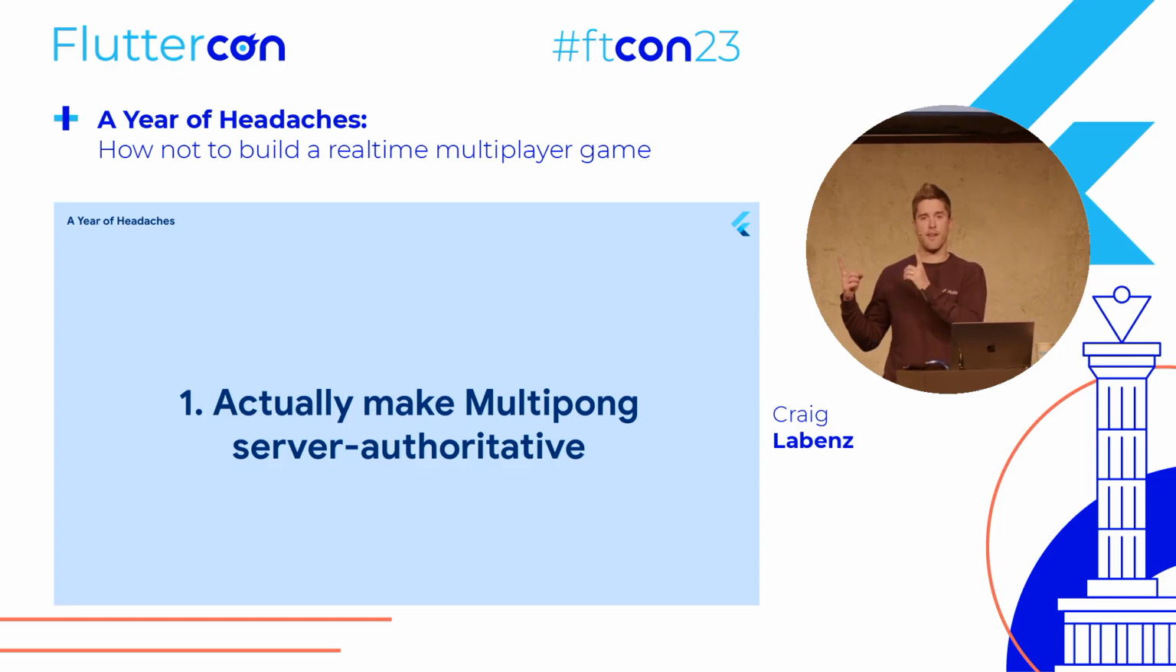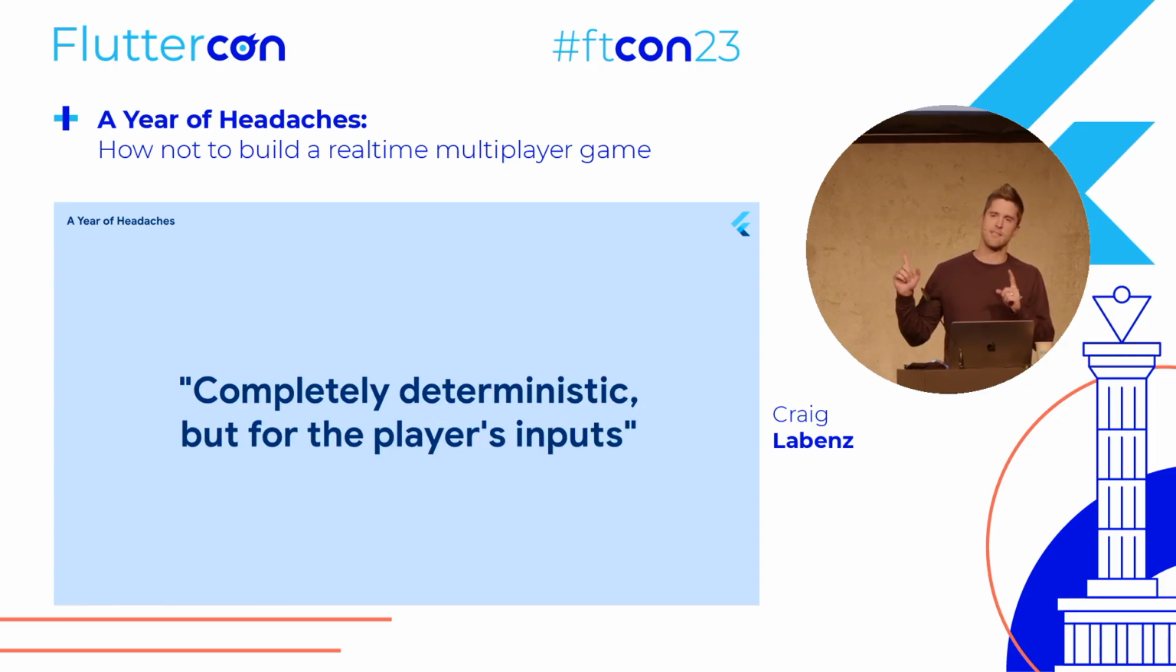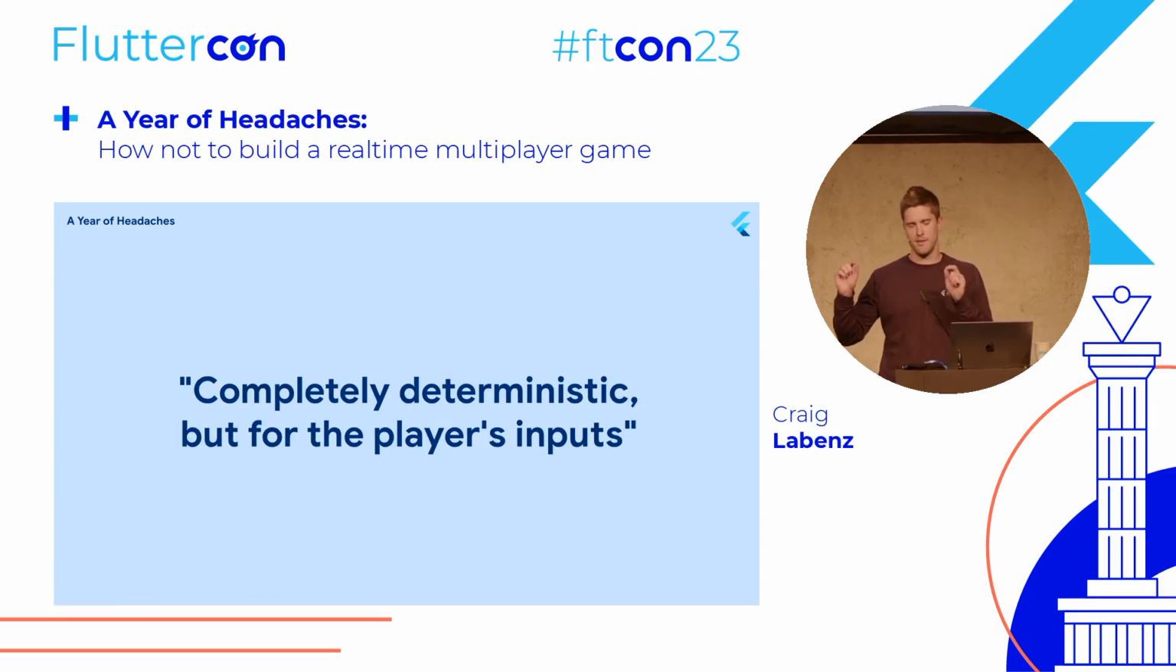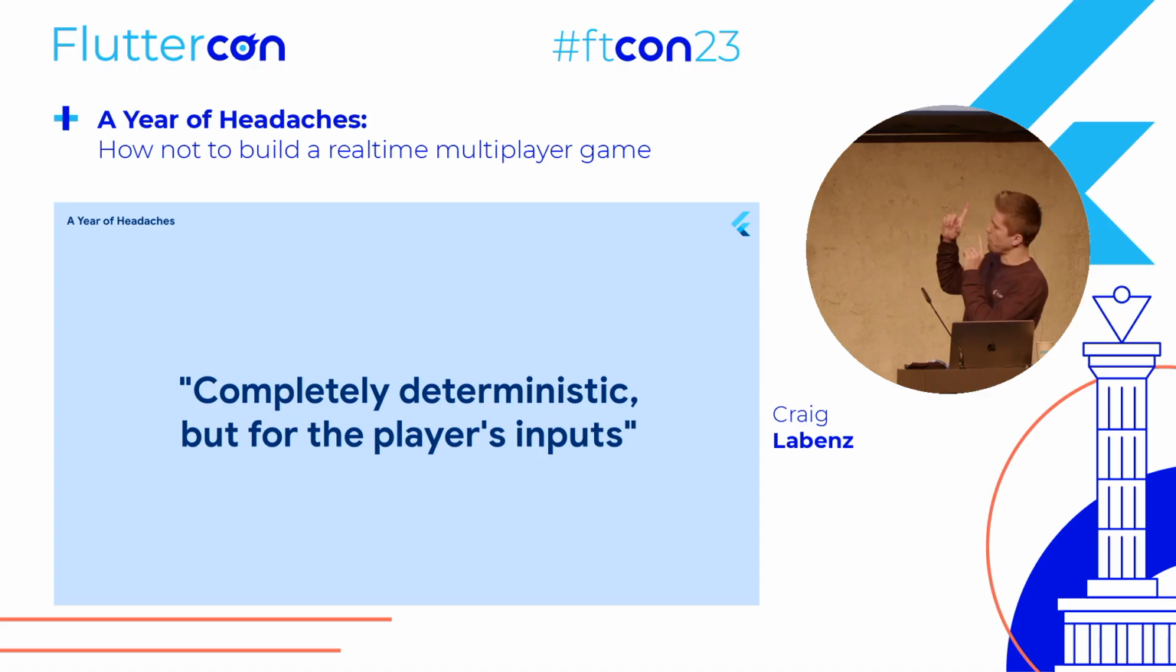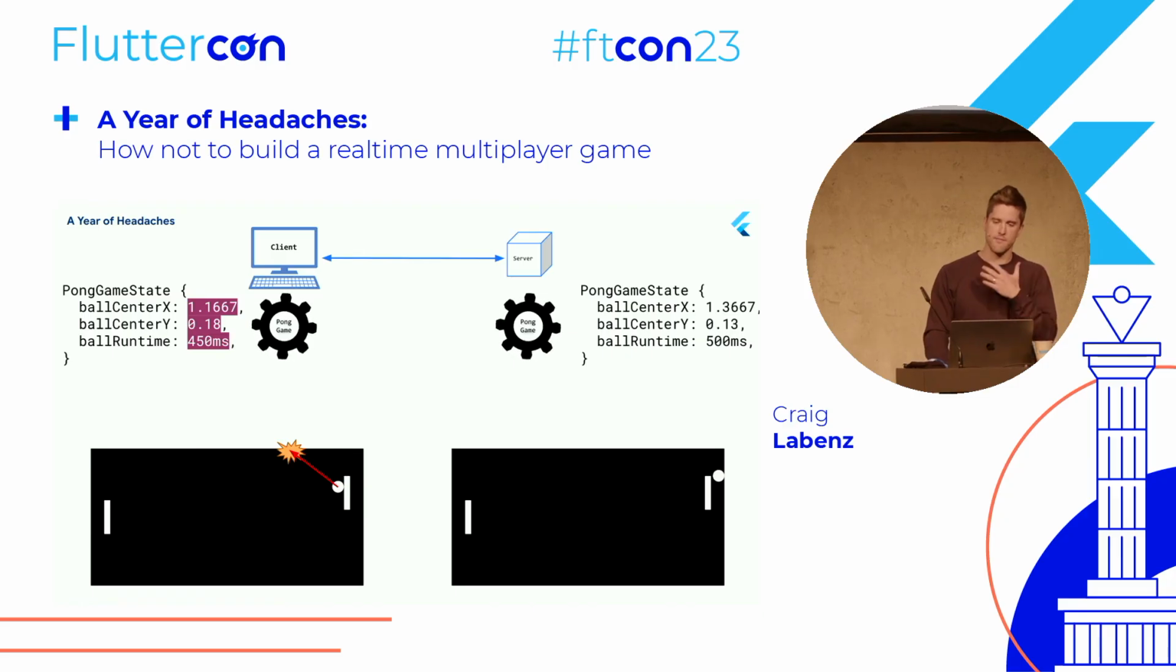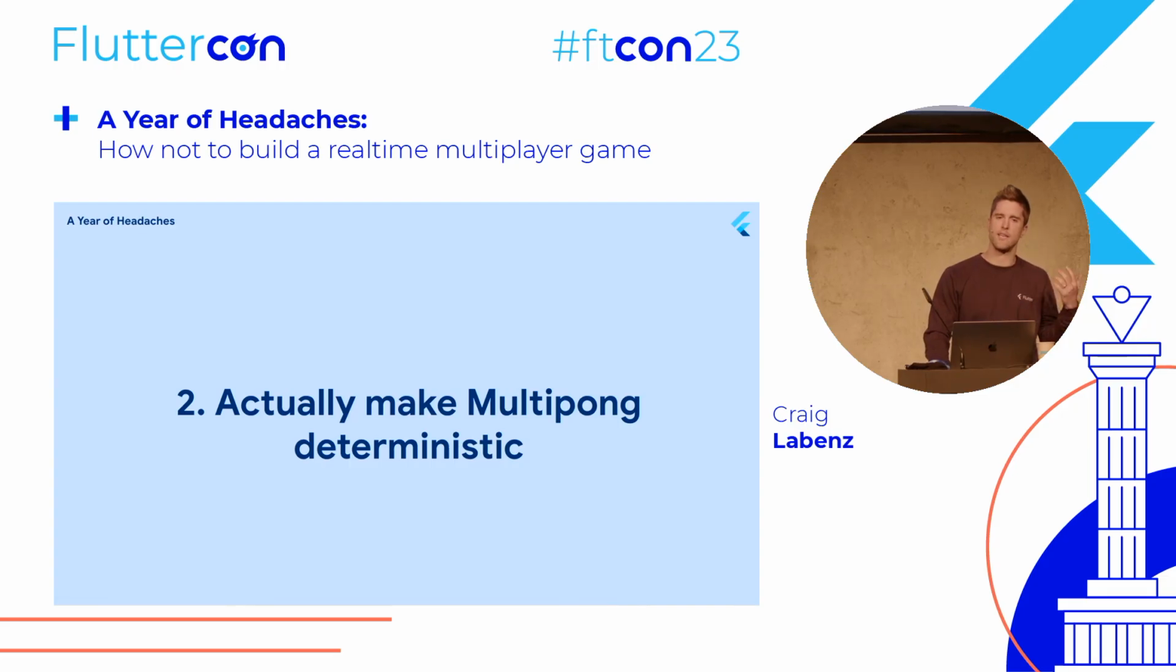But I knew that that wasn't the only thing that I had to do. I also had to revisit this sentence that multi-pong should be completely deterministic, but for the player's inputs. And it was caching the ball's last location that was orthogonal to this idea and was breaking the vision that I'd always had. So, it was, like I said, caching the ball's position that was causing this part to break. So I finally had to make multi-pong actually deterministic.